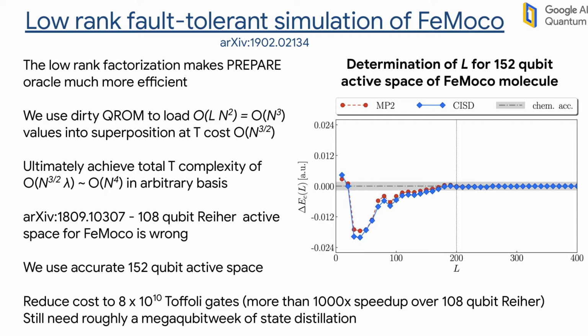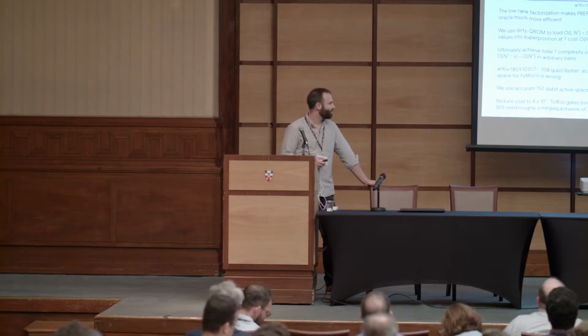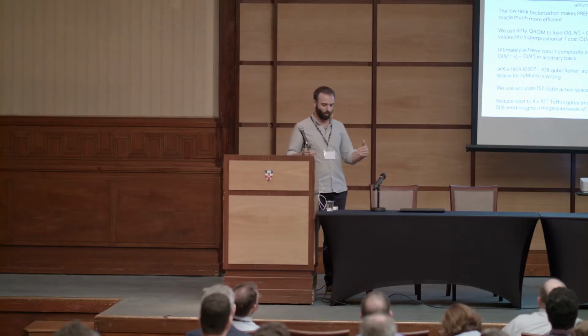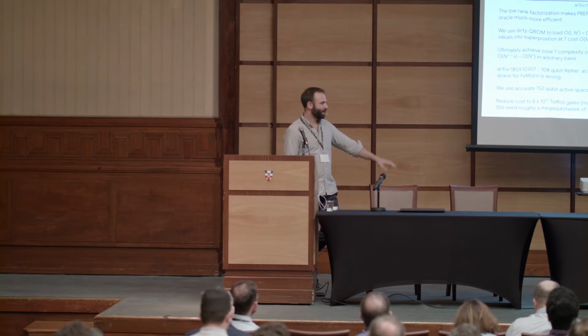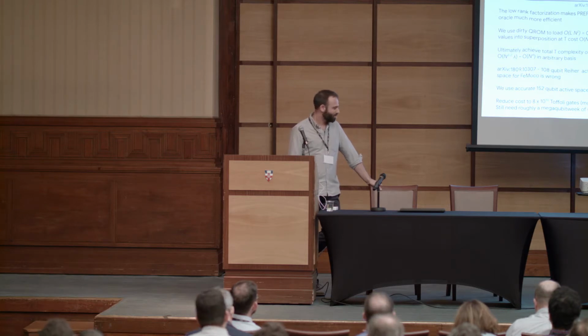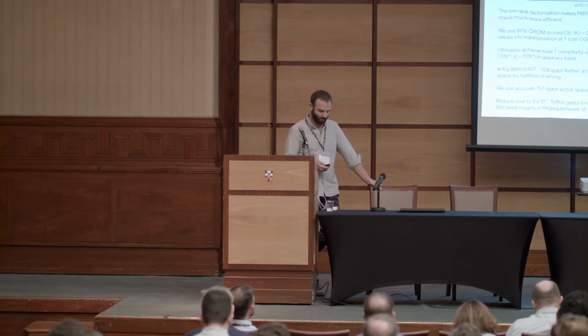And ultimately, by doing this, we're able to, for this 152 qubit active space for FOMOCO, reduce the cost to 8 times 10 to the 10 Toffoli gates, which is more than a 1,000 times speed up. And things are starting to look, I think, a good bit more realistic now. We'd still need roughly a megaqubit week of state distillation. So, 1 million qubits distilling for a week. We haven't done the entire footprint, the whole surface code layout for this algorithm yet because it's a lot of work, and frankly, I think there are some things we can do to make it even better first. So we're going to work on that and then lay it all out. But I think that's some good progress there.